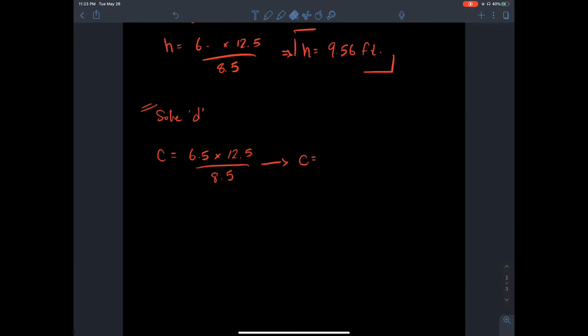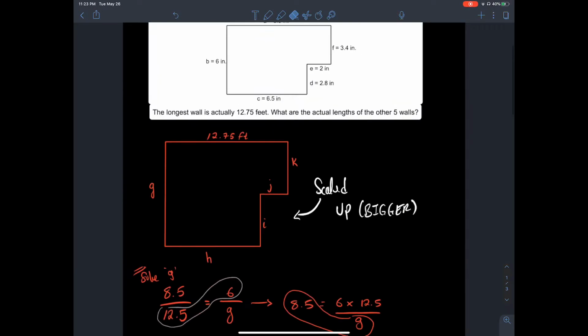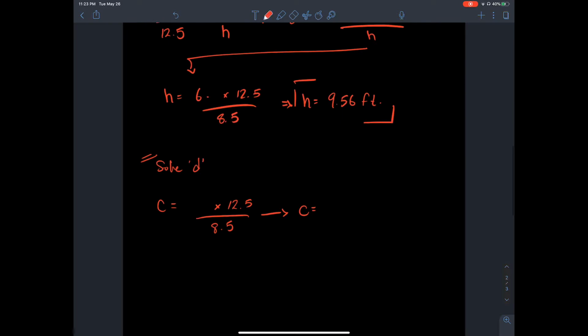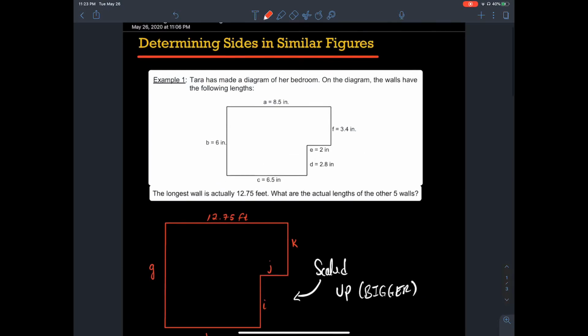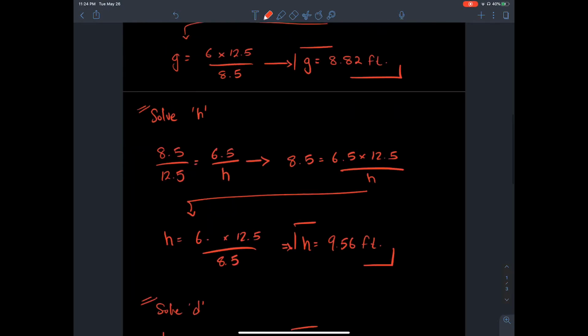And for D, what do we have? Not 6.5 here, that's why I was going crazy. 2.8. So we do D, and what do we get for this one? Okay, we're back on track. 2.8 times 12.5 divided by 8.5. There we go. We get 4.12. Good. Sorry, it's not even D either. That would be I.